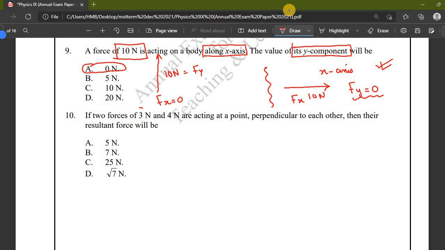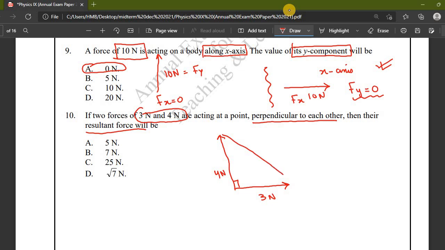If two forces of 3 Newton and 4 Newton are acting at a point perpendicular to each other, these forces will be something like this. This is 3 Newton and a force of 4 Newton, and these two forces are perpendicular to each other. So the resultant of these forces can be calculated with the help of Pythagoras theorem. So x square equals 4 square plus 3 square. This will be equal to 16 plus 9. So x square will be equal to 25.